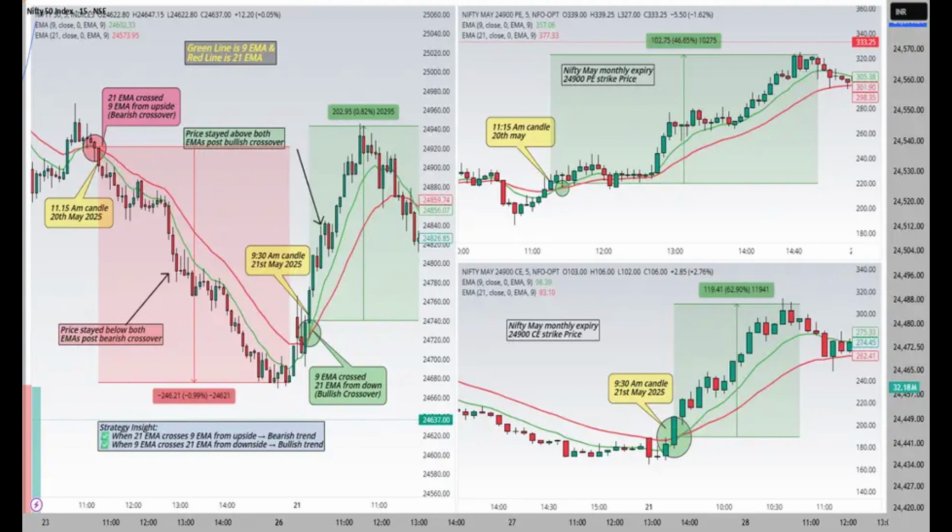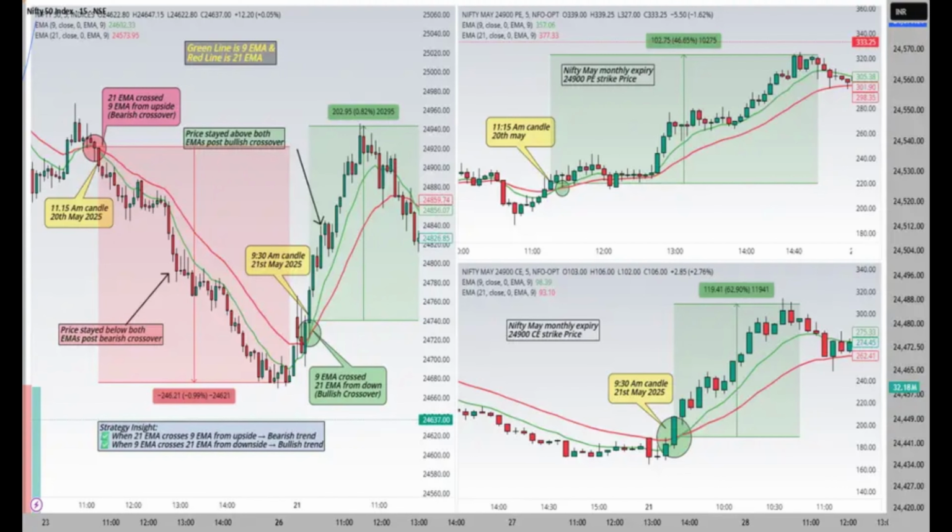When the faster EMA, which is the 9 EMA, crosses above the slower EMA, the 20 EMA, it signals that bullish momentum is building, and that's your potential buy signal. On the flip side, when the 9 EMA crosses below the 20 EMA, it signals bearish momentum, and that's your potential sell or short signal.